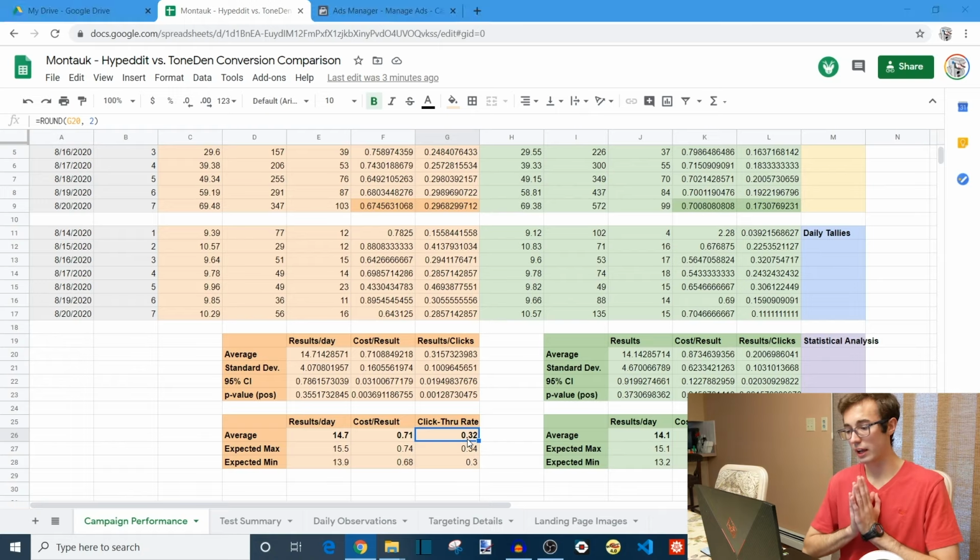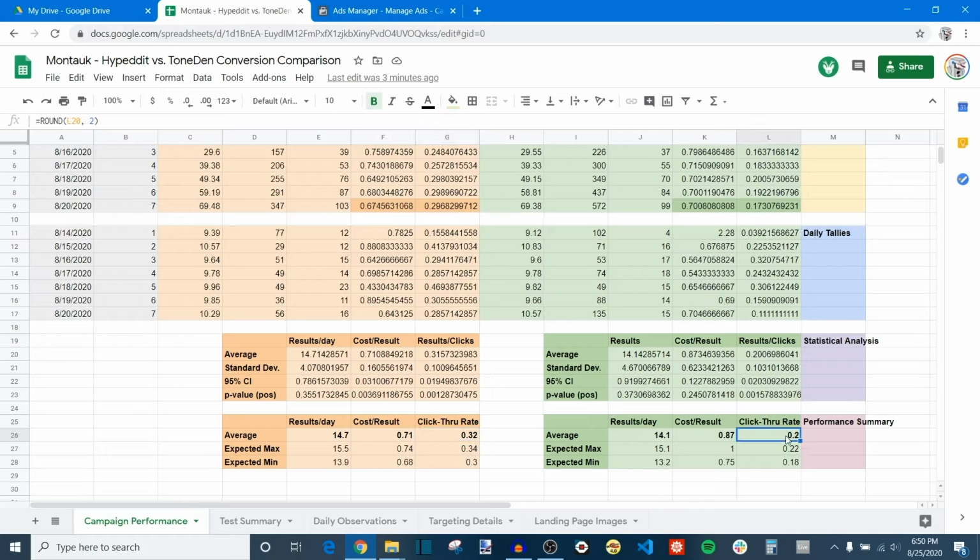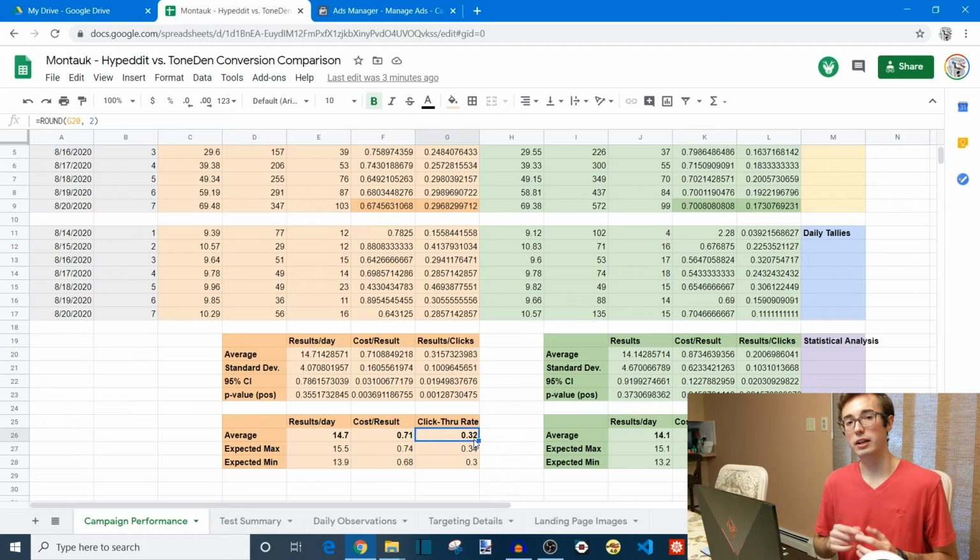And then finally, we have the click-through rate, which is where it gets really interesting. So the Hypeddit on average 32%, again, not great, but I've learned how to optimize that from here. And ToneDen at 20%. So that's actually a big difference. And I can back up my claims of what's a big difference or not, because I have these p-values which I calculated, which are from the z-test.